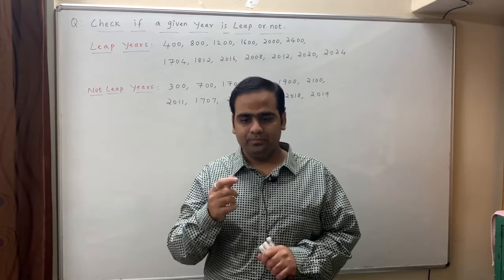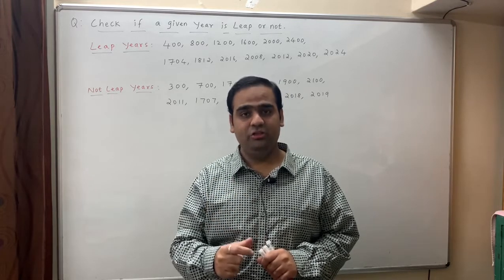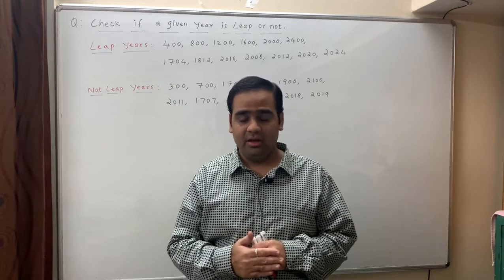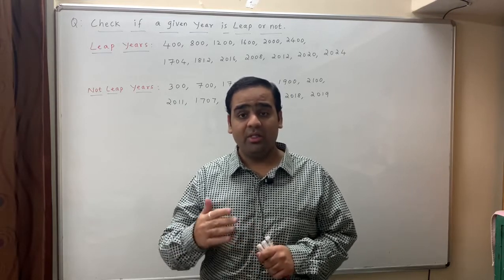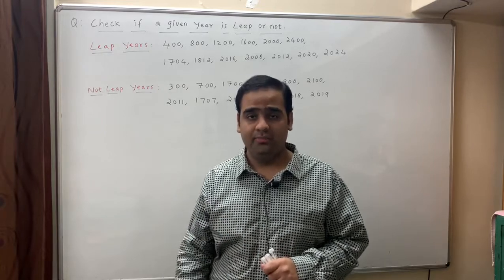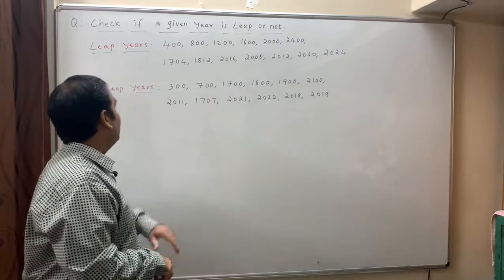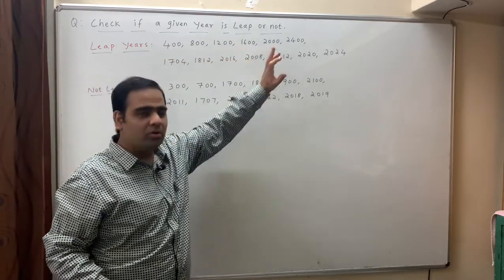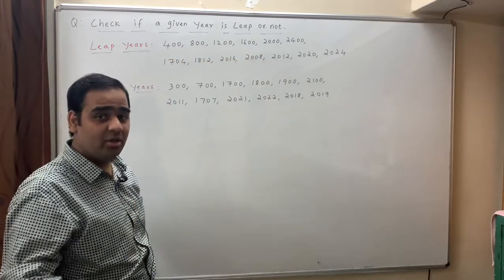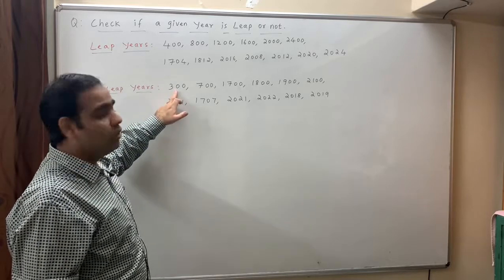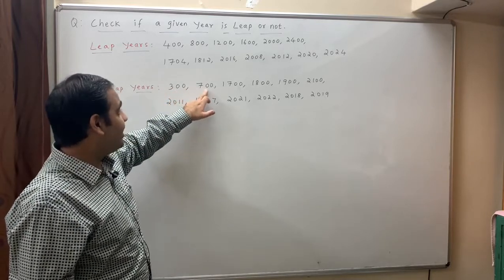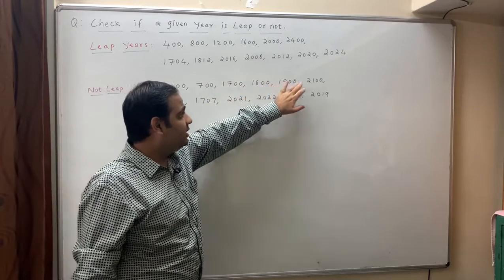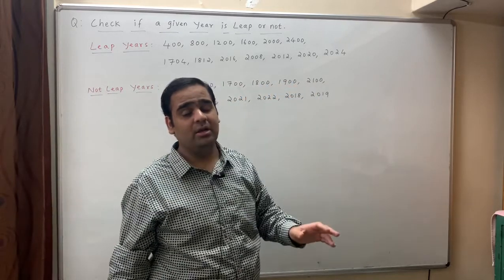But when it comes to a century, meaning 1700, 1800, 1900, 2000 and so on, it occurs after every 400 years. Now what do I mean by this? I mean 400, 800, 1200, 1600, 2000, 2400 are leap years, but 100, 200, 300, 500, 600, 700, 1700, 1800, 1900, 2100 are not leap years.